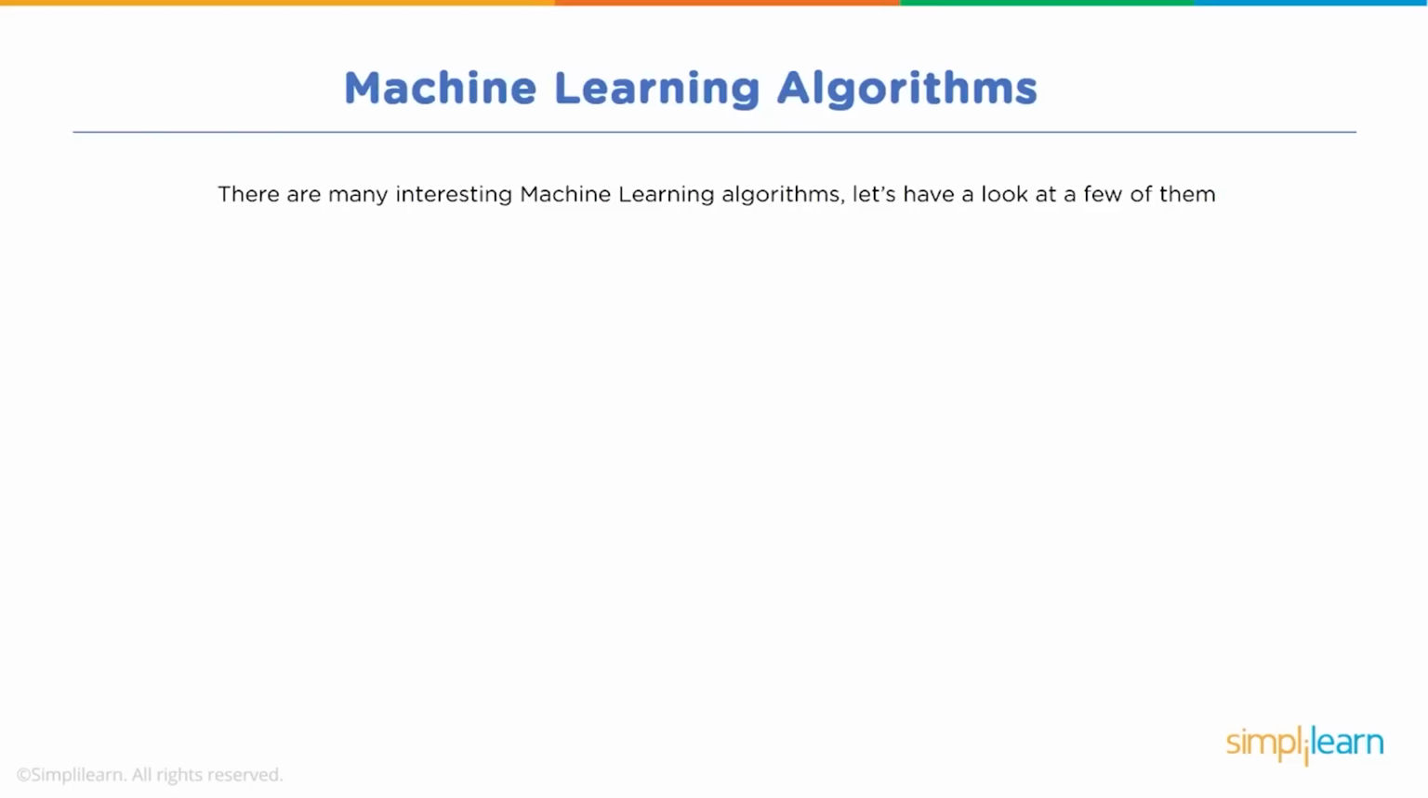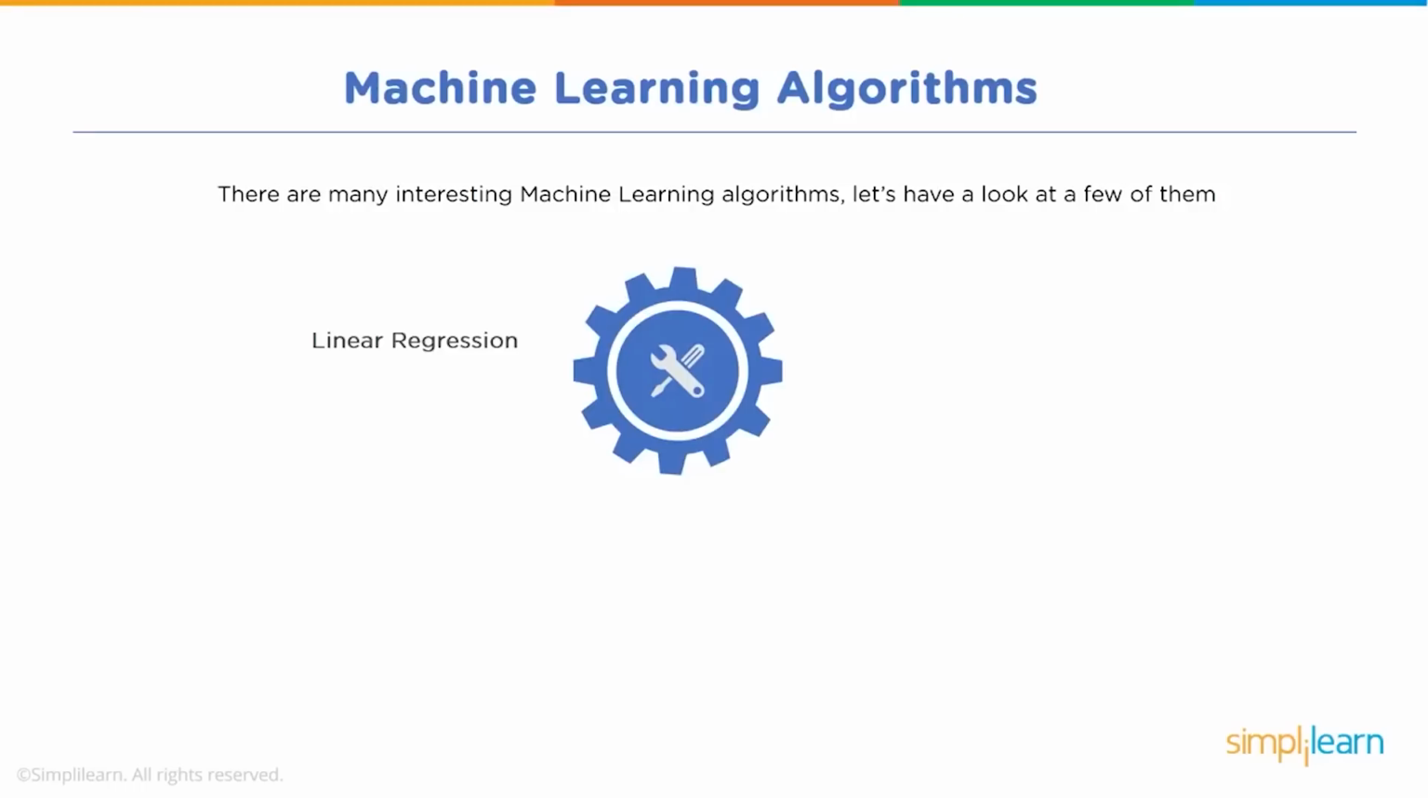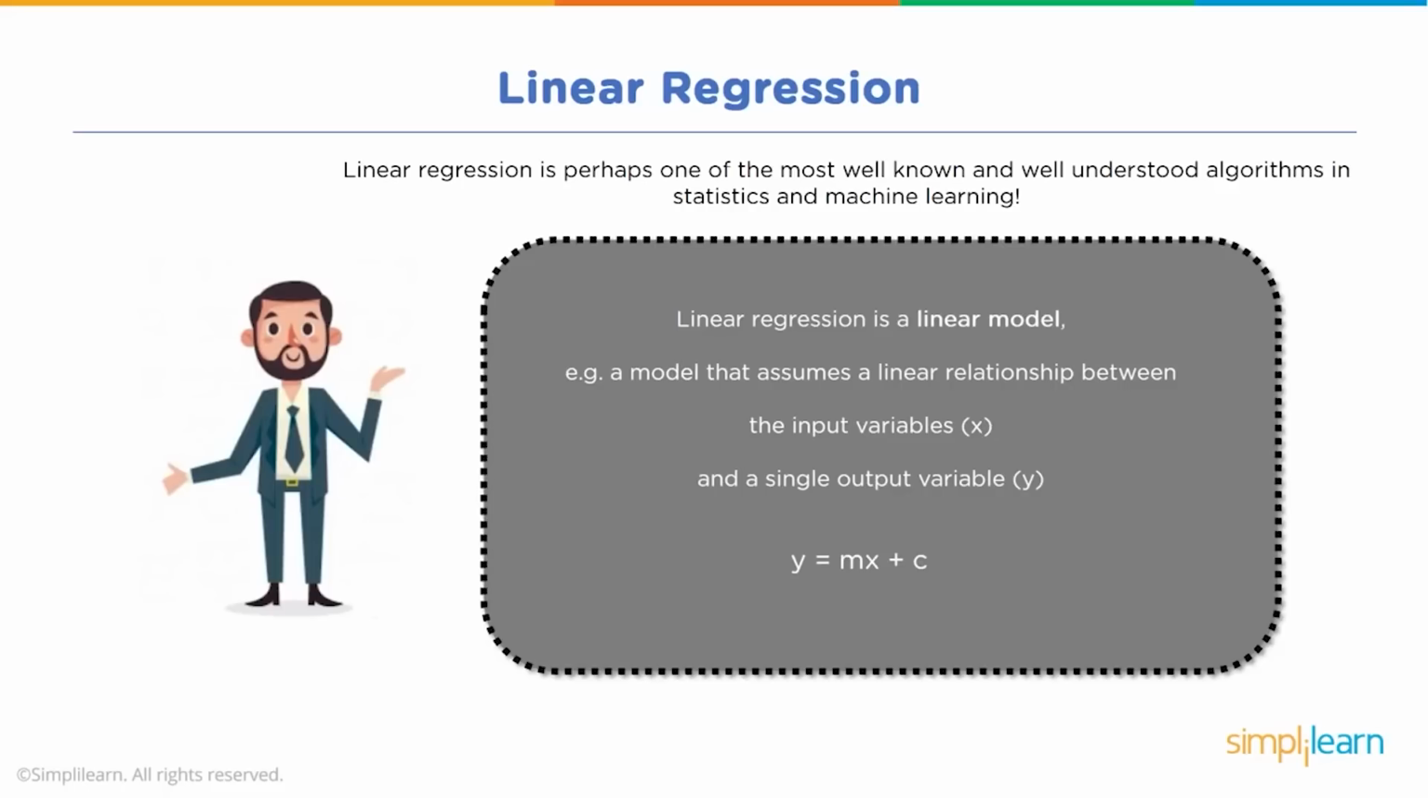There are many interesting machine learning algorithms. Let's have a look at a few of them. Hopefully this gives you a little flavor of what's out there. These are some of the most important ones that are currently being used. We'll take a look at linear regression, decision tree, and the support vector machine. Let's start with a closer look at linear regression.